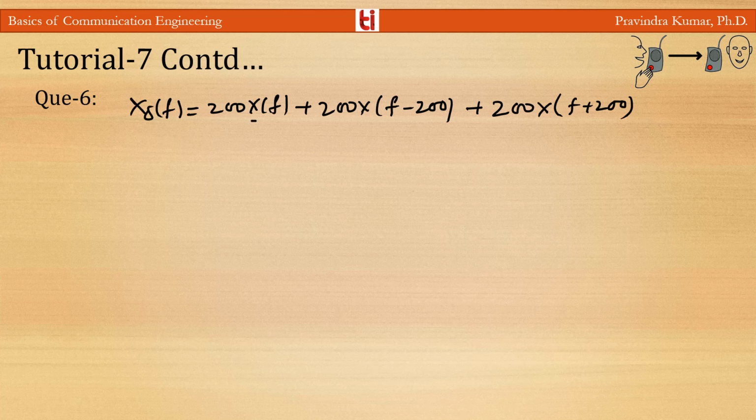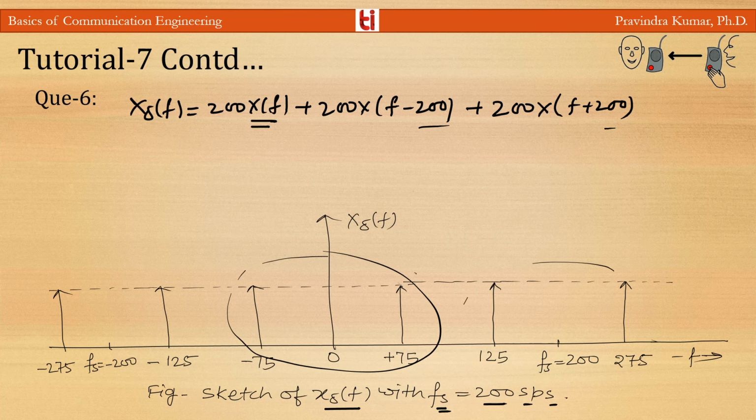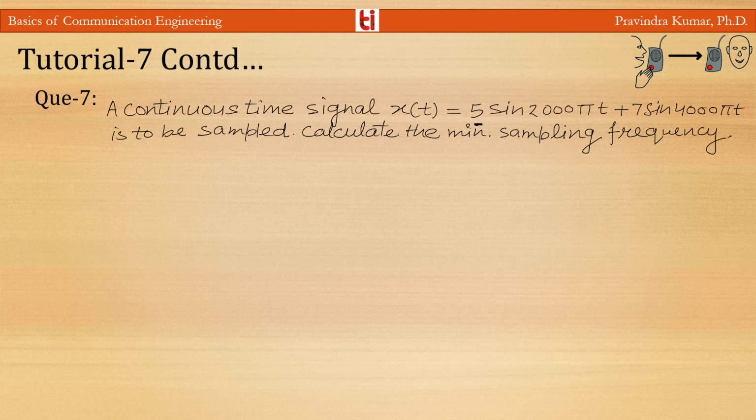So this is the spectrum of the signal, and the spectrum is shifted to plus 200 and minus 200. So this is the sketch of the sampled signal X delta(f) with sampling frequency 200 samples per second. This is the spectrum of the signal, and this is the spectrum shifted to plus 200 and minus 200.